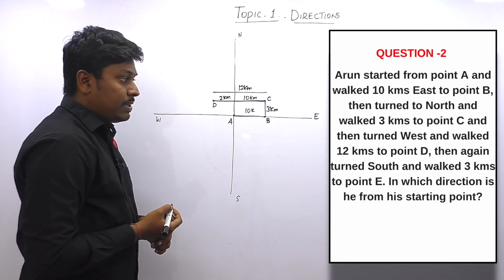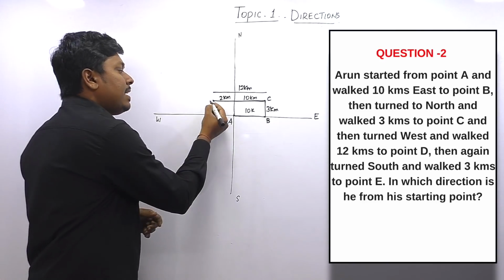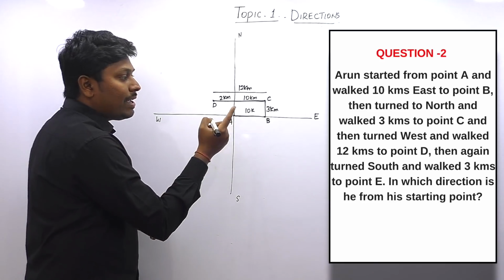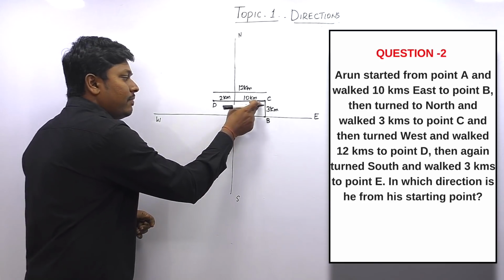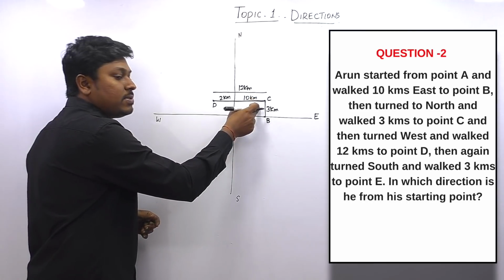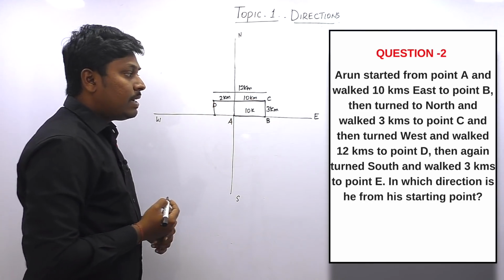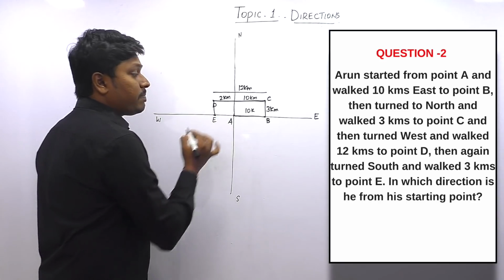Then turn south and walk 3 kilometers. Then again he is turning to the southern side, this direction, and he is walking how many kilometers? 3 kilometers. We already know that this parallel line is also 3 kilometers. So he will be exactly at this point. And they are saying this is point E.